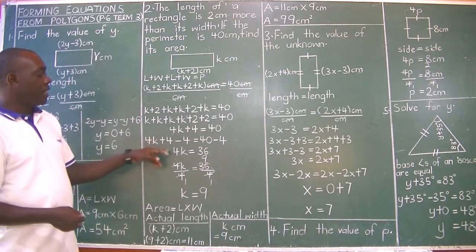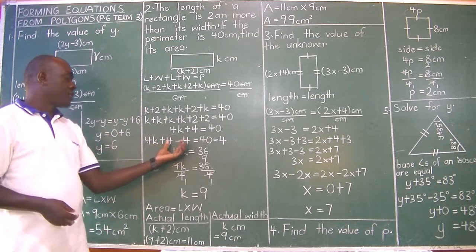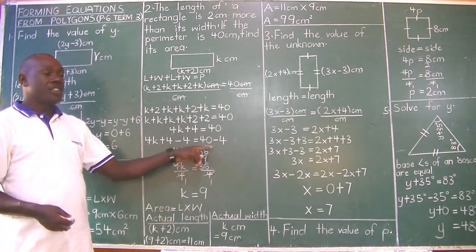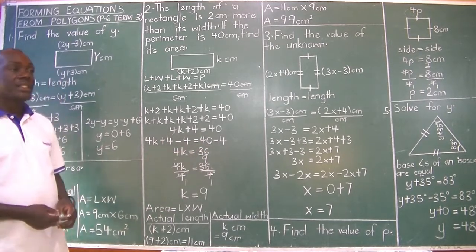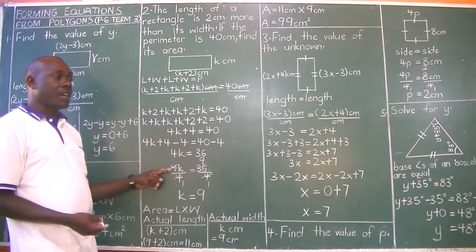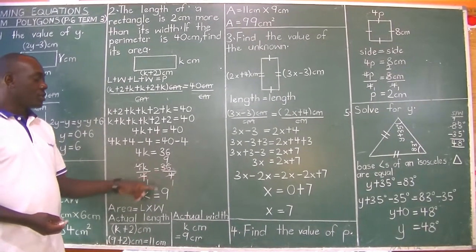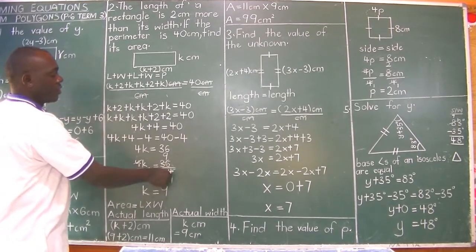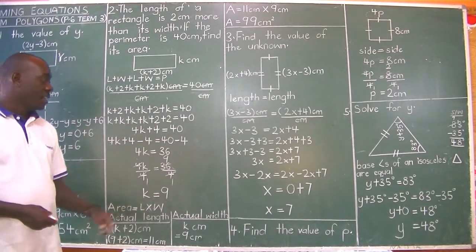We go 4K plus 4, minus 4, equals 40, minus 4. So 4 minus 4 is 0. On this side I've got 4K equals the difference: 40 minus 4, you get 36. So 4K equals 36. Now we want a single K, so we get it through division: divide the other side by 4. Hence, write 4K divided by 4 equals 36 divided by 4. 4 divided by 4 is 1, leaving K, and 36 divided by 4 you get 9, such that K is 9.